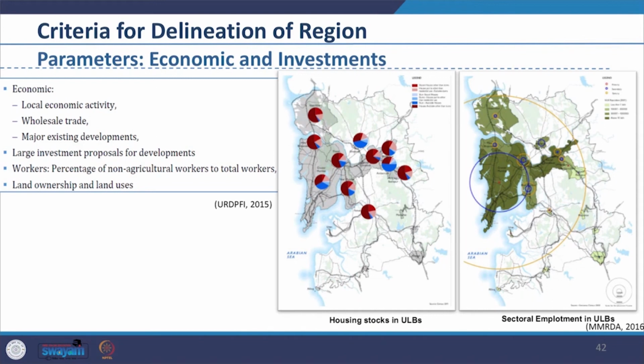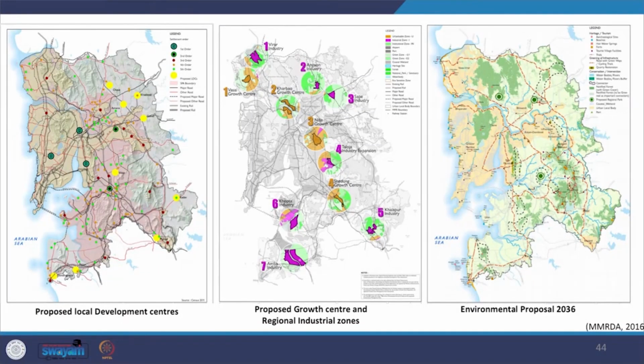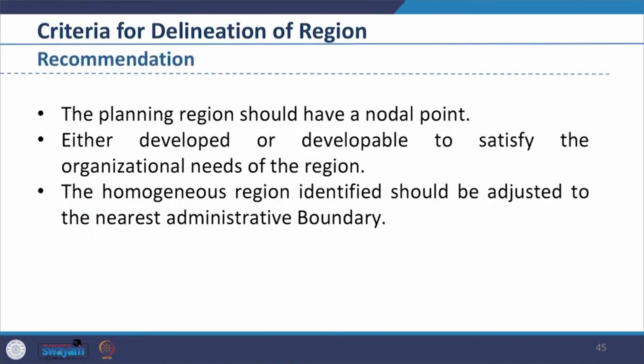The indicator may include, for economic purpose, local economic activity, wholesale trade, major existing developments, and large investment proposal for development in the area. What is the workers' composition, percentage of non-agriculture workers to the total workers, and how is the land ownership and land use in the region. The indicators might also have other parameters which may include contiguity of area, integrated development, how other things have been integrated here, adjustment of boundaries with other planning areas, manageable size of the region from planning point of view. For this delineation purpose, it is also recommended that the planning region should have a nodal point, as we have already seen what the nodal points are.